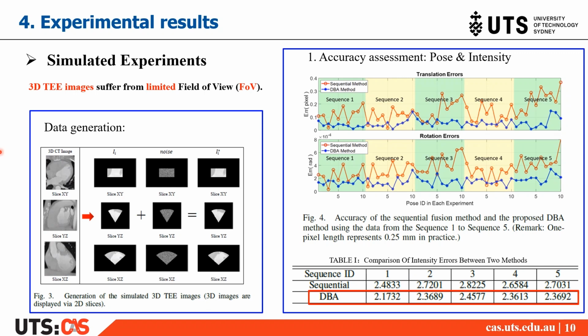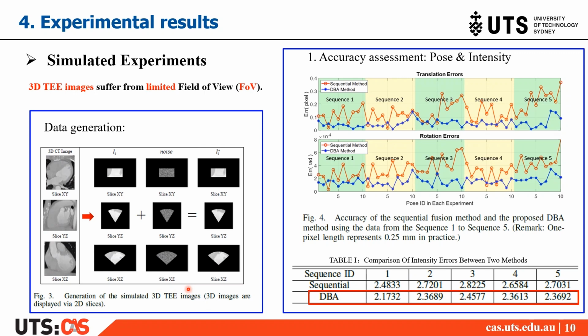As illustrated in the left figure, to generate simulated 3D TE images, we first crop a number of 3D images from a 3D CT scan and then add white Gaussian noise to these cropped images. Our first experiment is to assess the accuracy of the proposed DBA method. We generate 5 sequences of 3D TE images with different poses, and then white Gaussian noise with a standard deviation of 8 is added to these images. There are 11 images in each sequence.